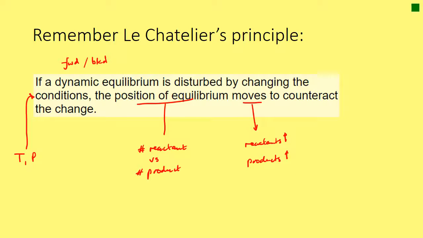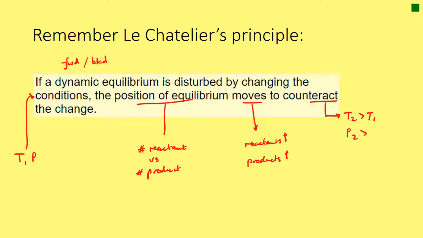Okay, so all that means is that we're going to do the opposite of the change that you've made to it, or the system has experienced. So if, for example, the temperature has been increased, then the equilibrium, i.e. the forward reaction or the backward reaction, will counteract that change by trying to reduce that temperature. And the same is true with pressure.